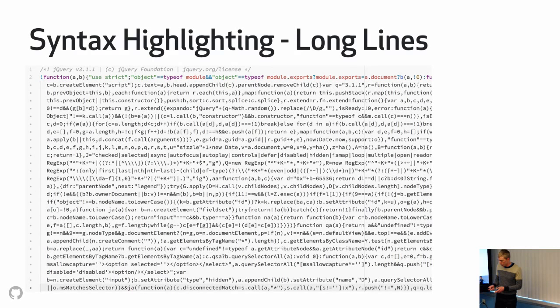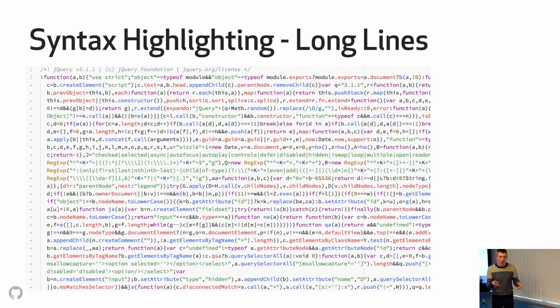But since Tree-sitter uses a regular parser and a tokenizer, it doesn't have this performance problem where the line breaks affect its performance. It can parse the file at the same speed regardless of where the line breaks are. So we're able to syntax highlight entire files even if they have really long lines.